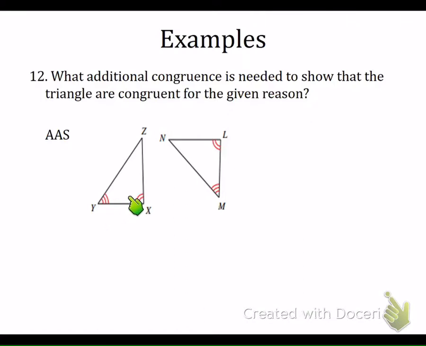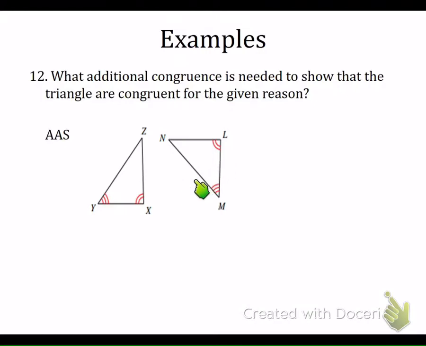Right now we have angle, angle. Angle, angle, so what's missing? The side. Now, in this one, you do have some options. Just make sure it's not the included side. So do not do YX and ML. Those are the two you can't do. So what's one pair of sides that would work?